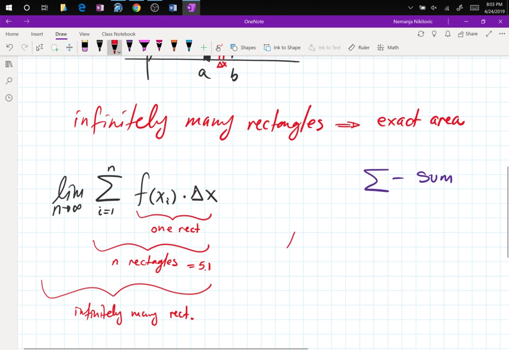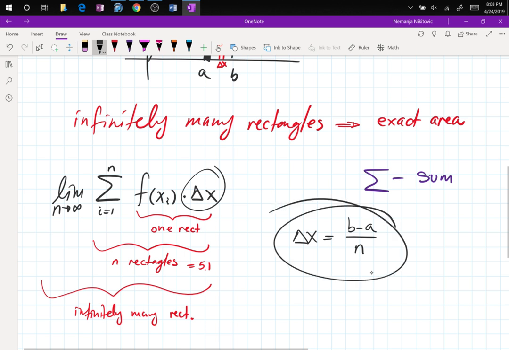Now, do you remember what happened with delta x? What was the formula for delta x? B minus a over n. So, how big is delta x now when n goes to infinity? Extremely small, going to 0, right? Because n goes to infinity, and delta x has n in it. Well, we have the formula. So, as the number of rectangles goes to infinity, the width of each one starts shrinking down to 0.